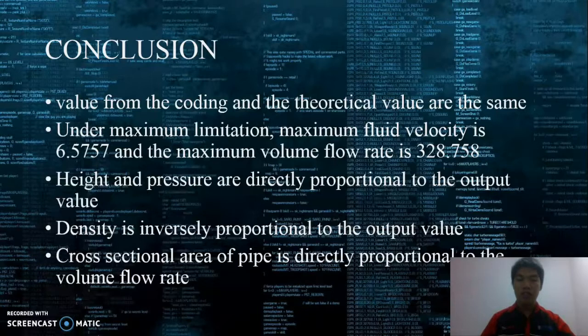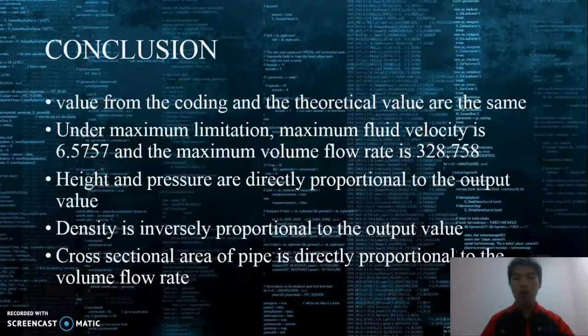So the last will be the cross-sectional area of the pipe is directly proportional to the volume flow rate. Okay, since the volume flow rate is Q equals AV, that means if A increases, Q will also increase. So they have a direct relationship. As the cross-sectional area of the pipe increases, the volume flow rate will increase because Q equals AV.